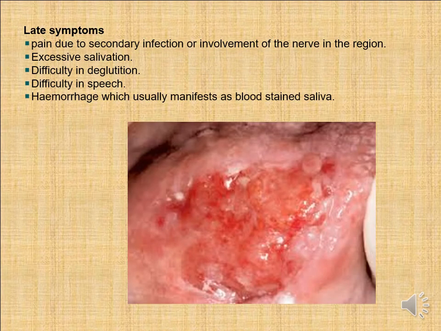And this is the other type of symptoms, late symptoms. After a period of time, especially on the posterior side of the mouth, we have many late symptoms. First, pain due to secondary infection or involvement of a nerve in the region, excessive salivation, difficulty in deglutition, difficulty in speech, and hemorrhage, which usually manifests as blood-stained saliva. In fact, these are the most common symptoms in the oral cavity, occurring late in oral malignancy.